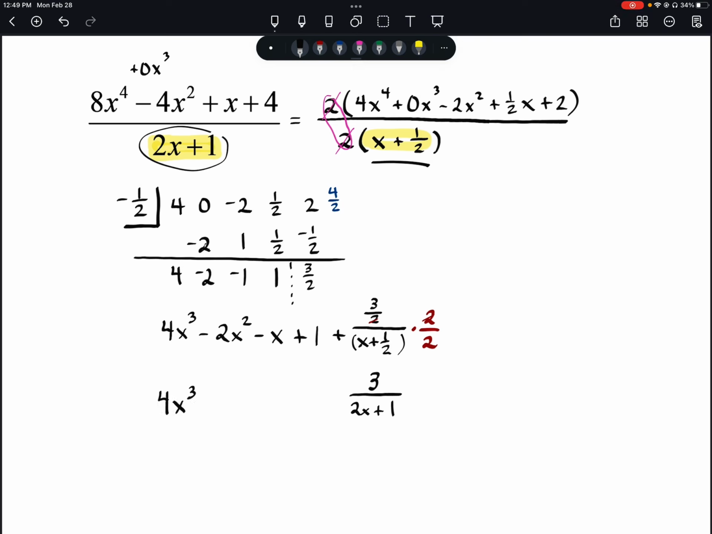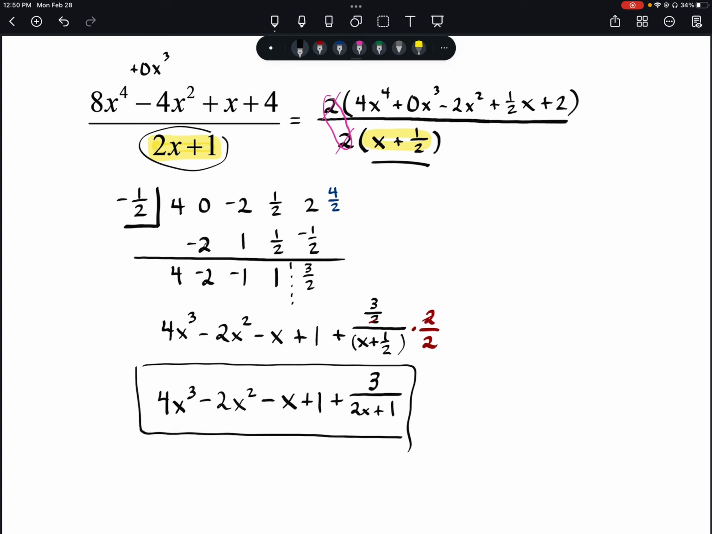So we have 4x to the 3rd minus 2x squared minus x plus 1 plus our remainder. Okay, so that's an important step. If you have questions about this part of it, please make sure you ask.